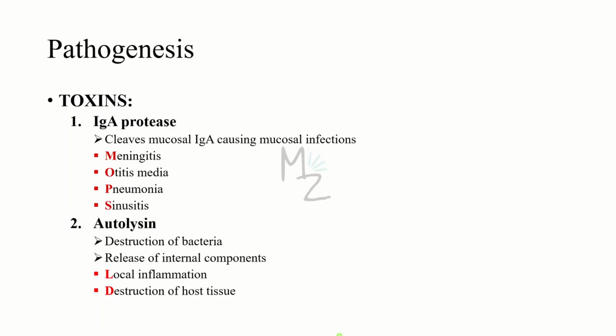The second toxin is autolysin. It is responsible for causing the destruction of bacteria and release of internal components. The mnemonic for that is LD. Autolysin will cause local inflammation and destruction of host tissue.